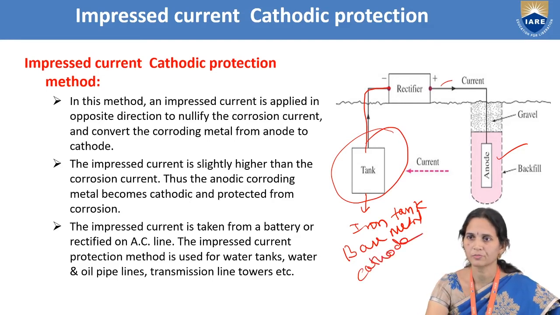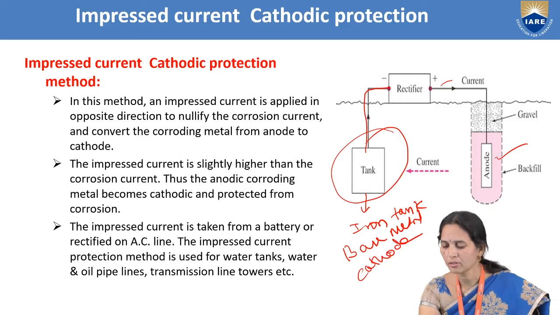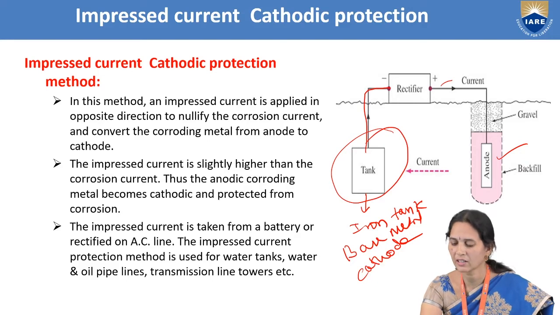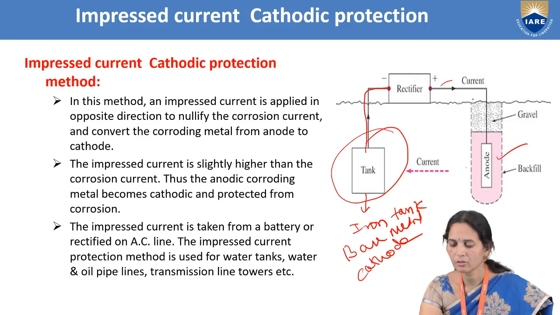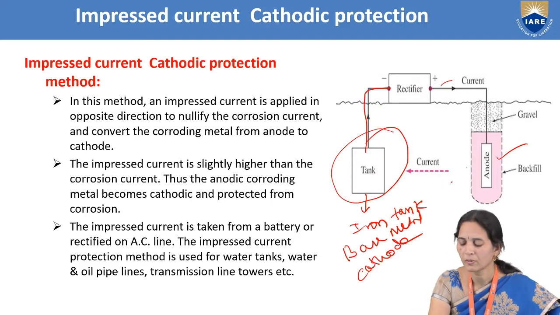It becomes a cathode. And for this anode, we are also using a backfill, like gypsum, to increase the electrical contact. We will fill gypsum around the anode. Now this anode will undergo oxidation, and those electrons will be taken by the base metal.